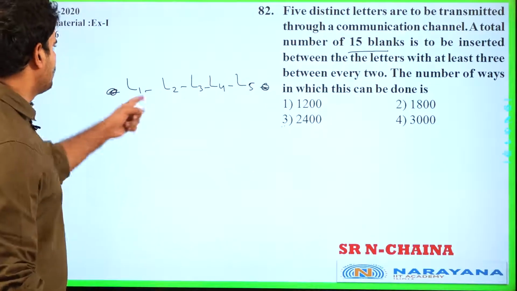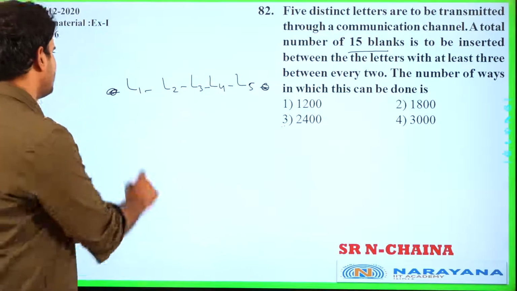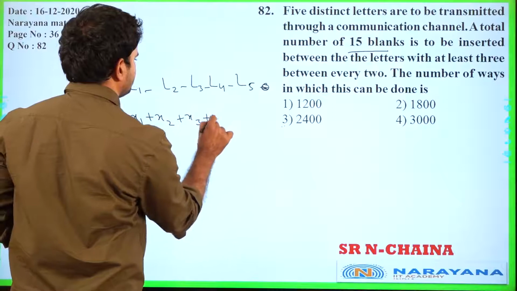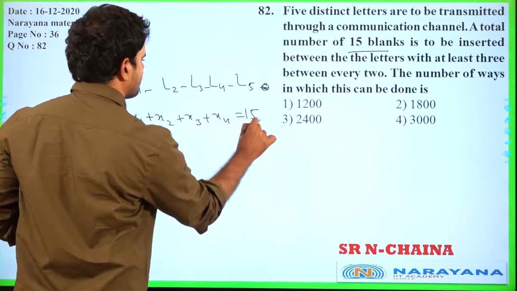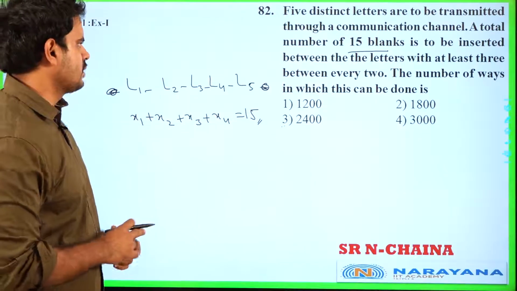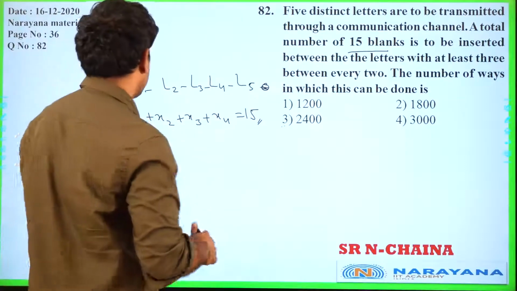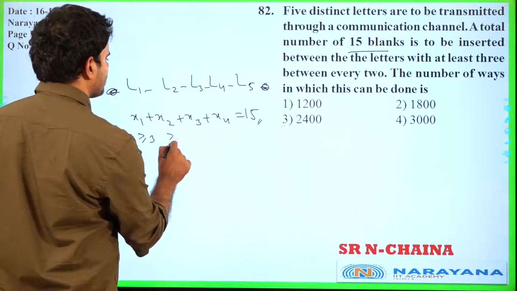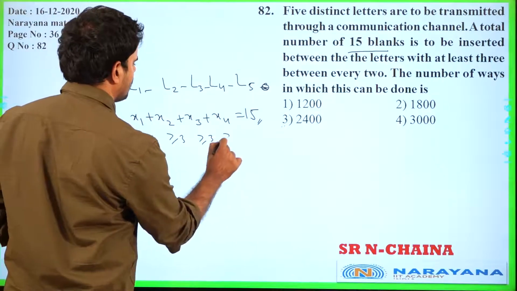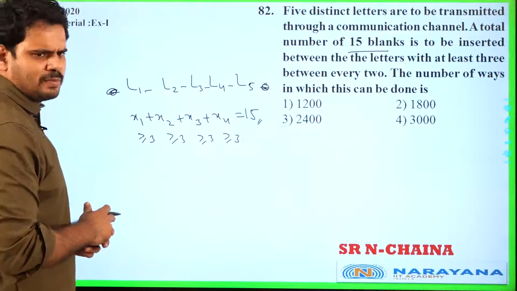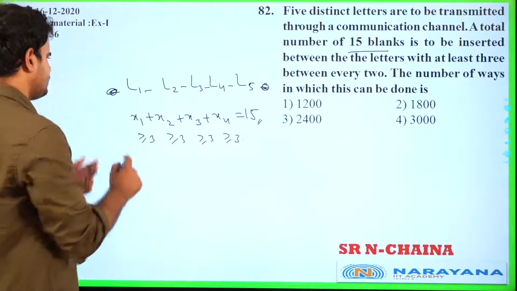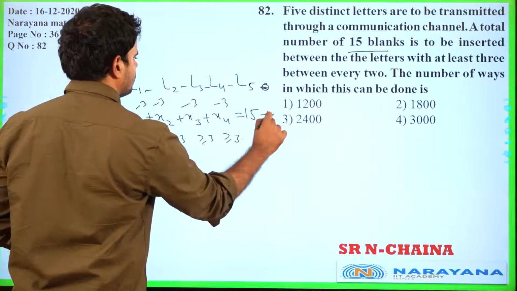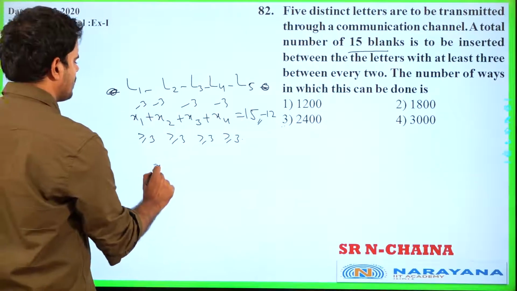So how much do we have, people? 1, 2, 3, 4. So I can write x1 plus x2 plus x3 plus x4 equal to 15 blanks between them, he said. So each should be greater than or equal to 3. So what is the better thing I can do, people? First I'll subtract 3, 3, 3, 3, minus 12. So what do you get, people? x1 dash.